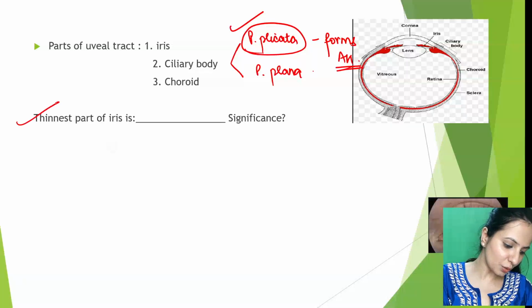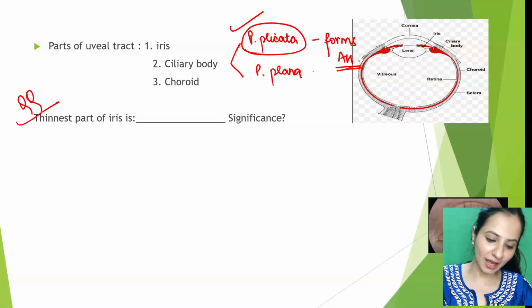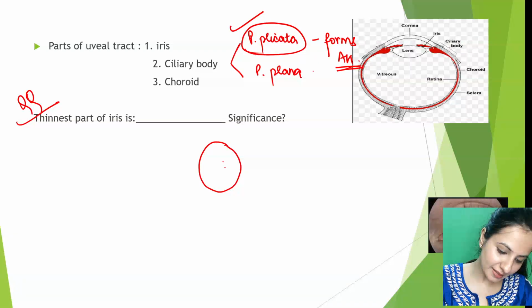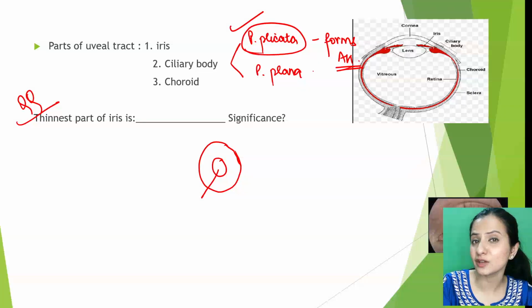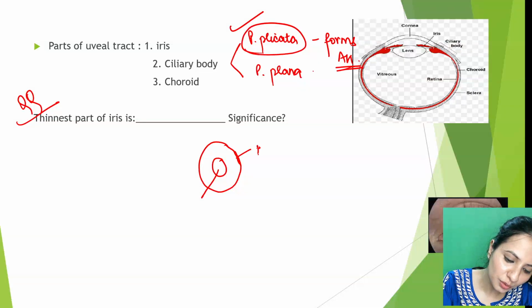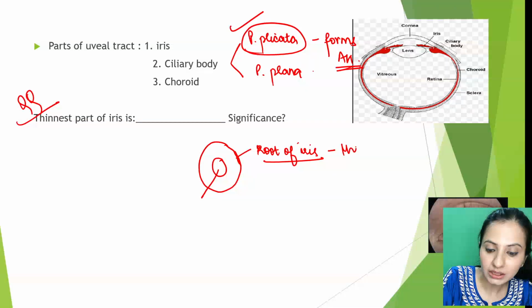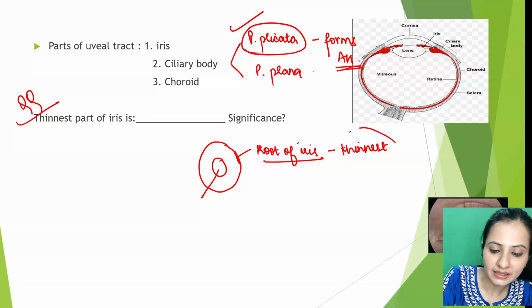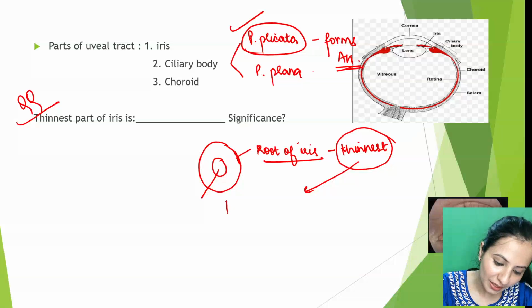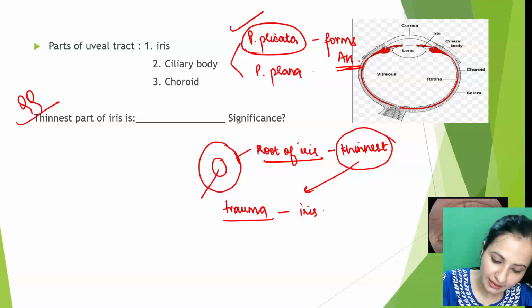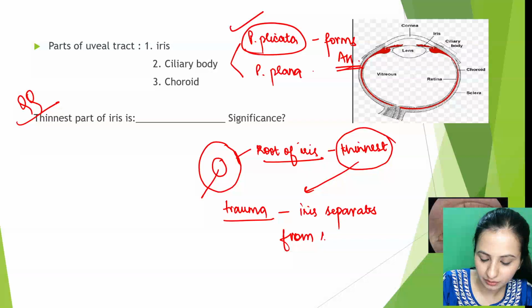Then another MCQ here is which is the thinnest part of the iris. Like this is your iris, the central opening is referred to as the pupil, we all know. And this part of the iris that is attached to the ciliary body band is known as the root of the iris. So this is the thinnest part. Now, what is the clinical significance? Here comes your MCQ. The clinical significance is that whenever trauma occurs, the iris separates from its root.